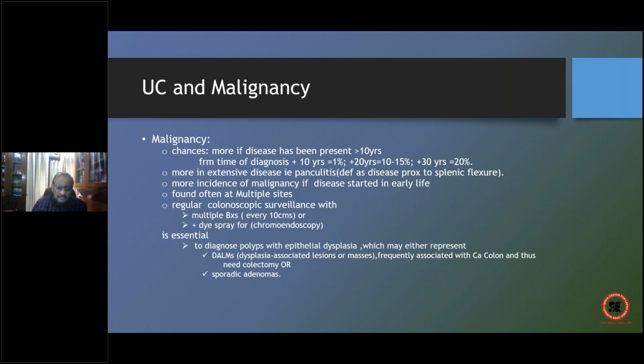It is essential. Why is the surveillance important? Number one, to diagnose the polyps with epithelial dysplasia, which may represent dysplasia-associated lesions or masses, known as DALMs, frequently associated with carcinoma colon, or sporadic adenomas. So that is why this is important.